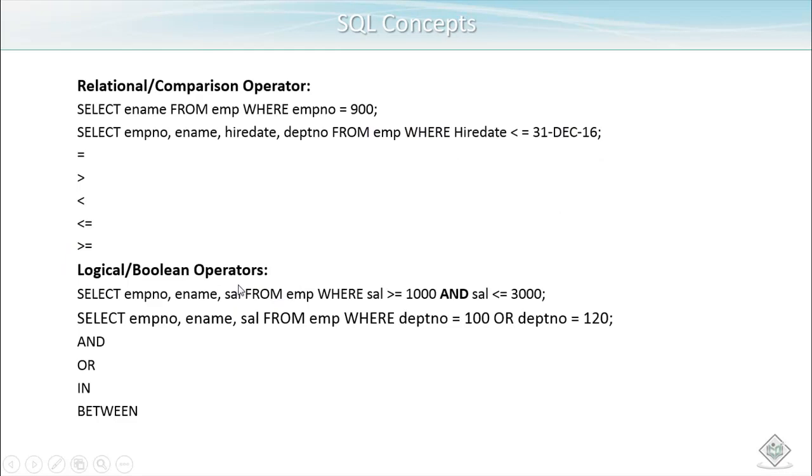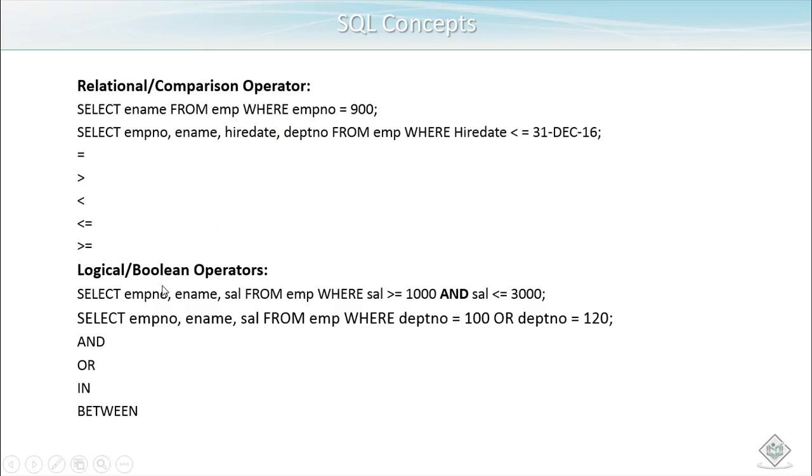After that we have the relational or comparison operators. The relational or comparison operators are equal to, less than, greater than, less than equal to, greater than equal to. We can use these SQL operators in the statement when we are trying to retrieve data from the database. Here we have used the equal to operator: select the employee name from the employee table where my employee number is 900. So here we are making use of the equal relational operator.